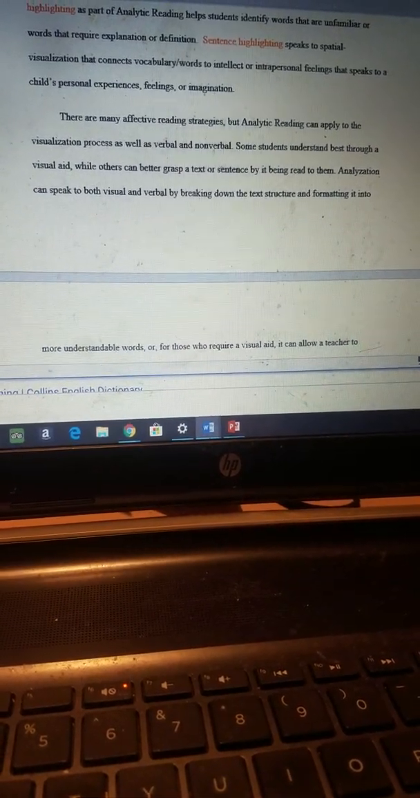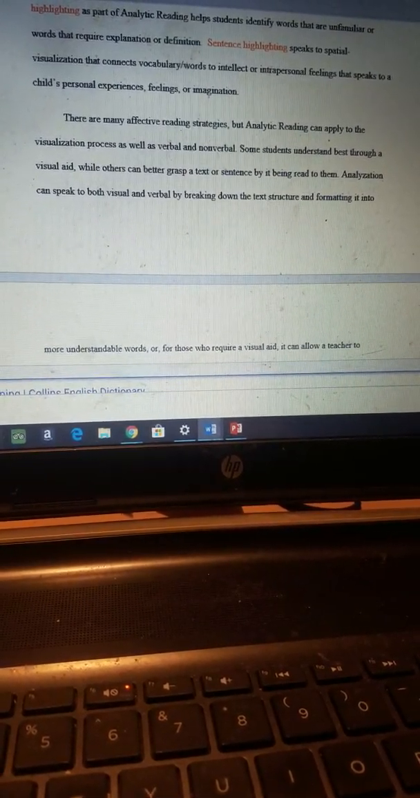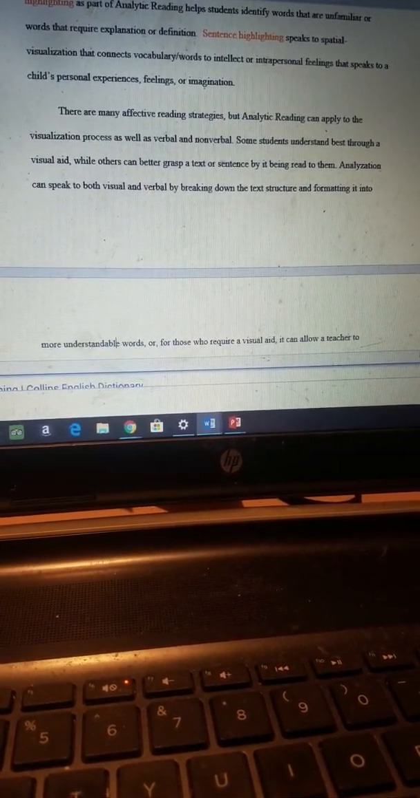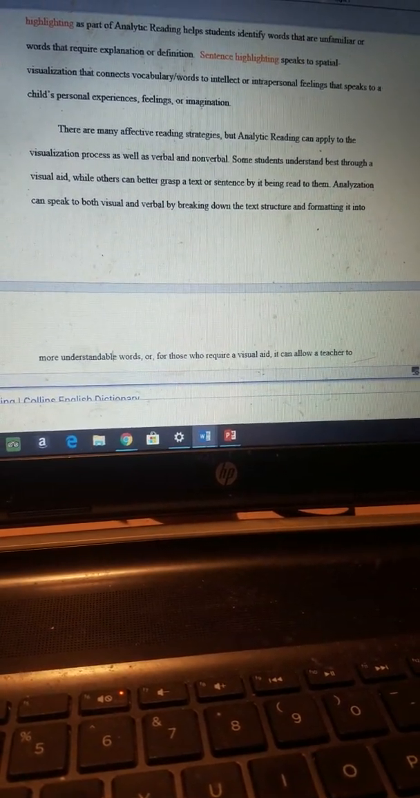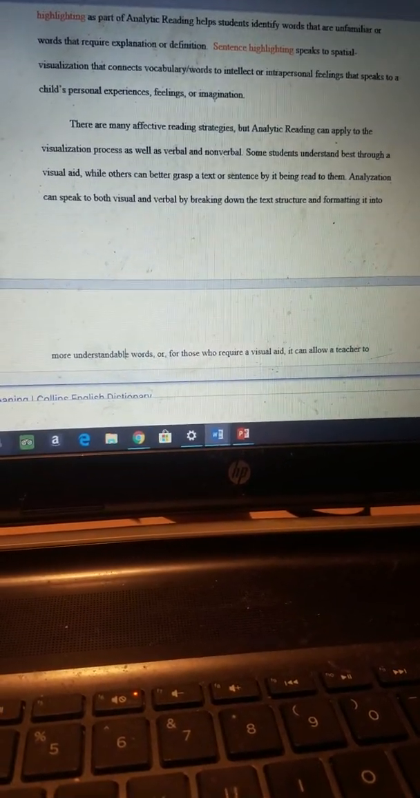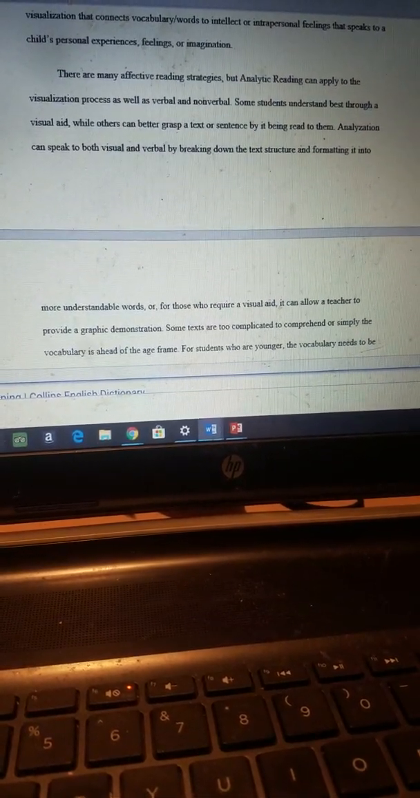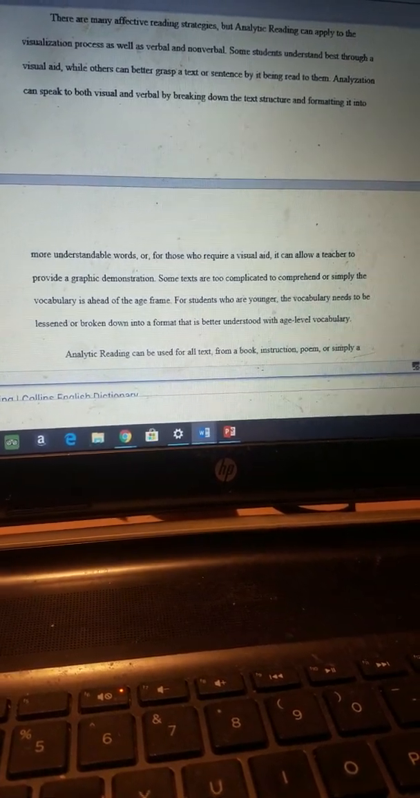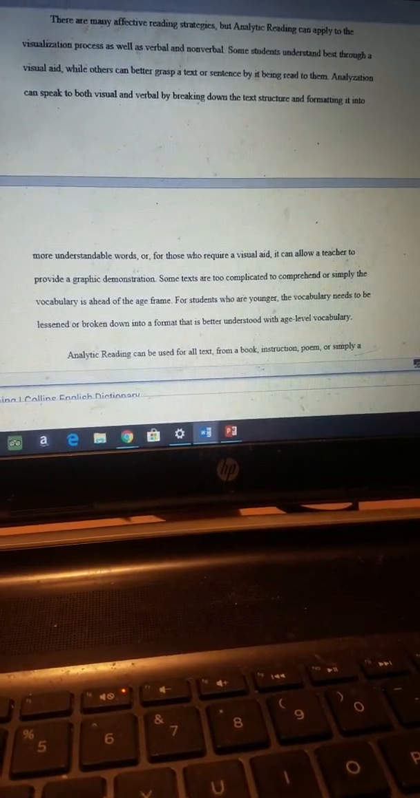There are many effective reading strategies, but analytic reading can apply to the visualization process, as well as verbal and nonverbal. Some students understand best through a visual aid, while others can better grasp a text or sentence by it being read to them. Analyzation can speak to both visual and verbal by breaking down the sentence structure and formatting it into more understandable words. For those who require a visual aid, it can allow a teacher to provide a graphic demonstration.